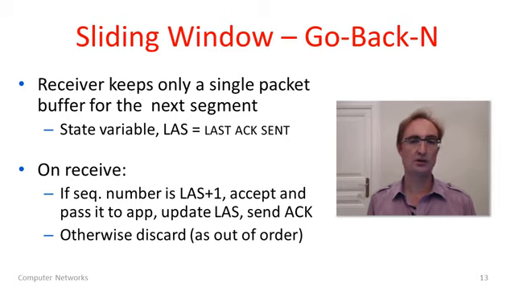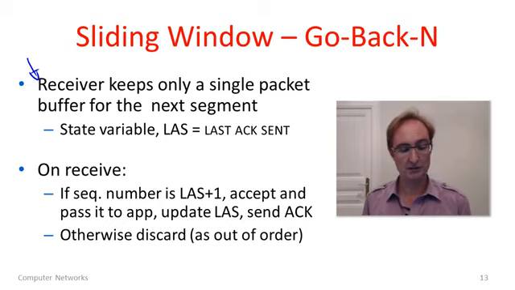Let's look at what goes on at the receiver, because we just saw the sender half there. Recall I was going to describe 2 different variations for you. The first variation is go-back-N. And it's very simple. It's actually the simplest sliding window receiver implementation. Here, the receiver only keeps a single segment buffer to put the next segment in. When it gets the right segment, it passes it up to the application. So the application sees data in order.